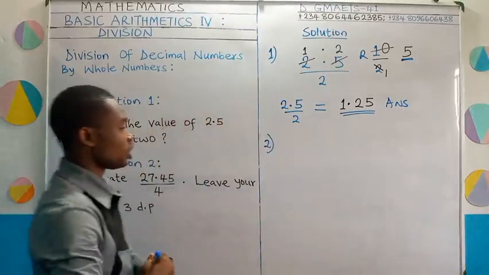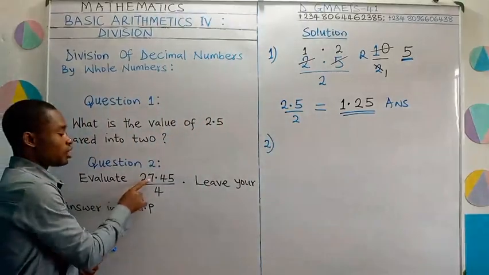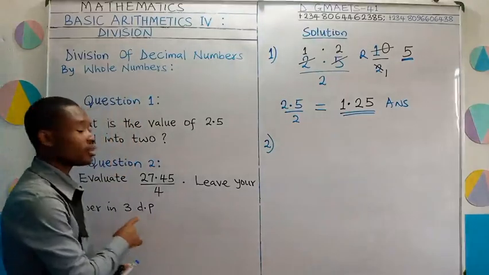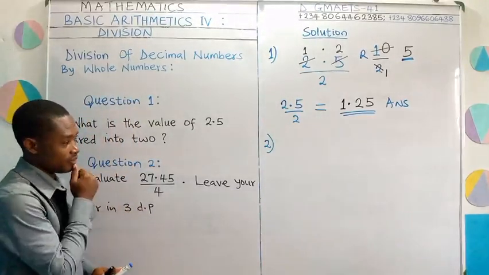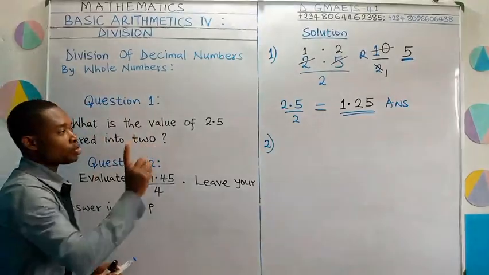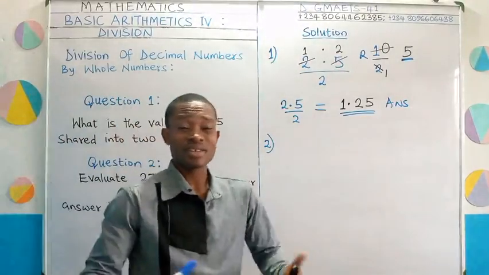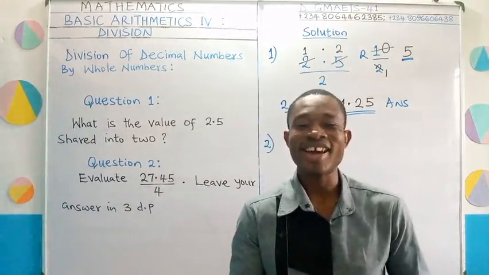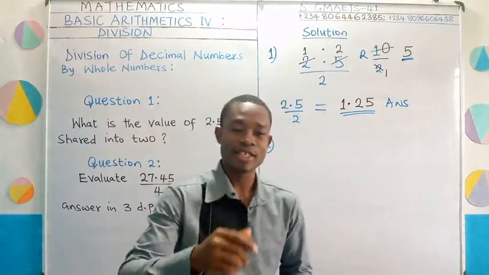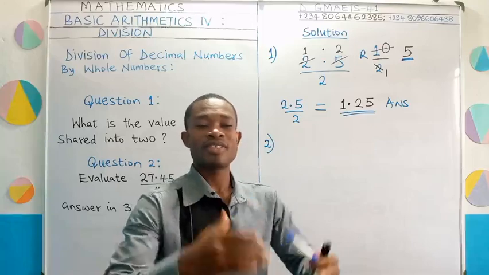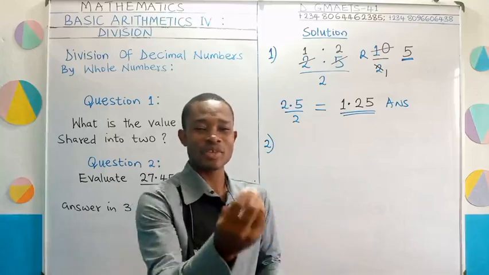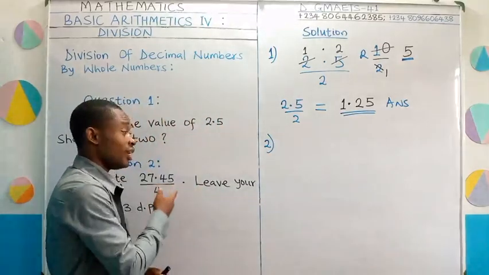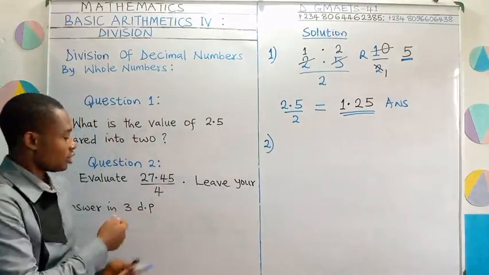Now let us move on to solution to question number 2. We have to evaluate 27.45 divided by 4. And we are asked to give our answer in 3 decimal places, 3 dp. In question number 1, we were not told the decimal places to give our answer because I know that the decimal you're going to get there is a terminating decimal. It's going to end after doing just few divisions. Are you following, right? Okay, now we're asked to get this one in 3 dp.